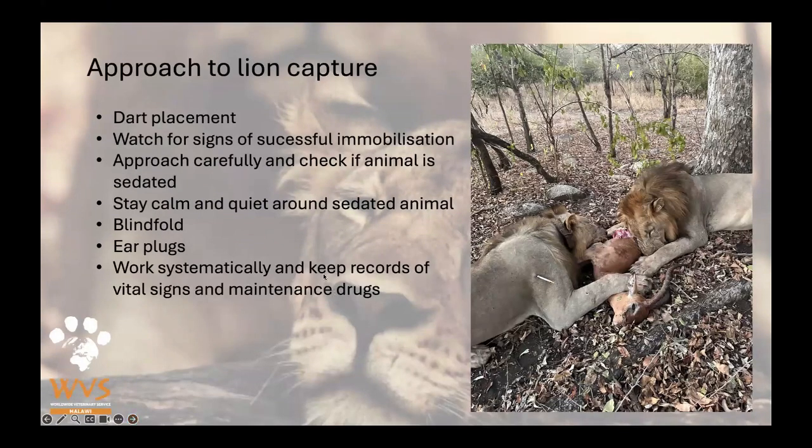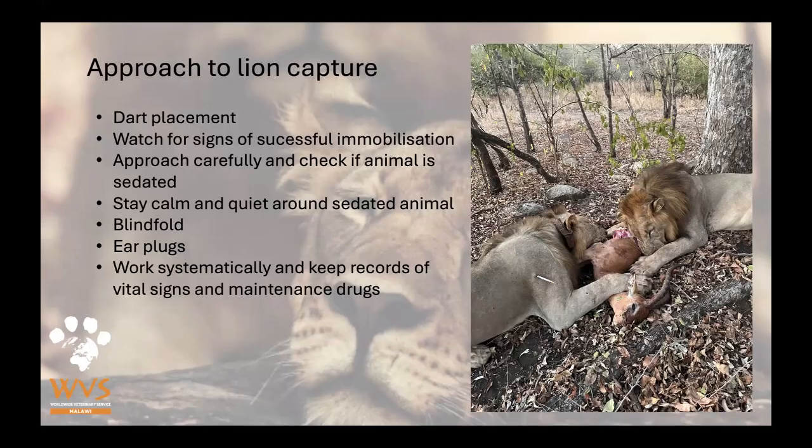And then when the animals are feeding on the carcass, you can make up your dart, and then you dart from the vehicle. All of this is done from the vehicle, definitely not on foot. That is not safe at all. So all of this is happening from a vehicle. You're choosing the large muscle masses of the hind or front legs.